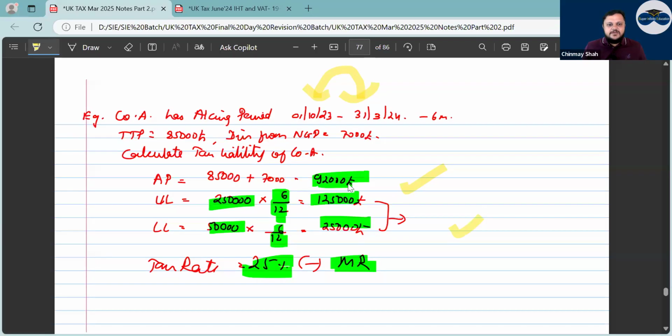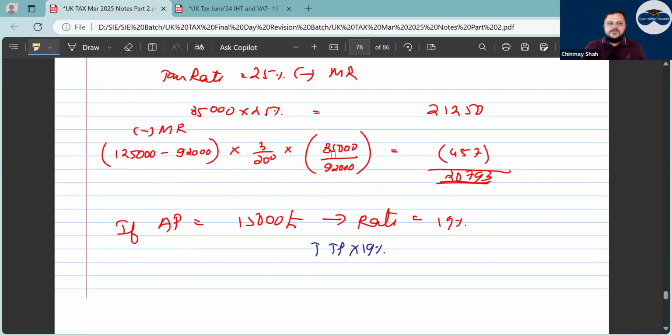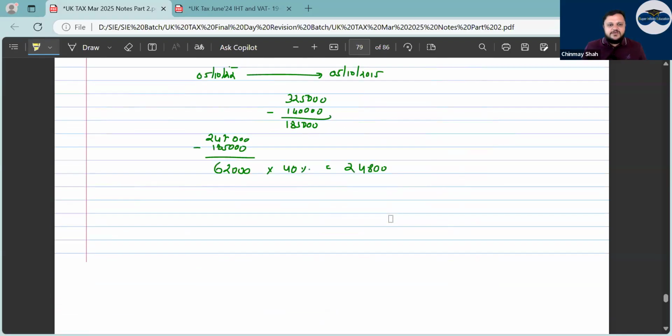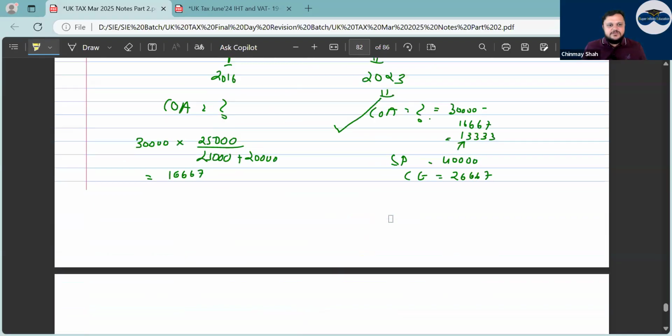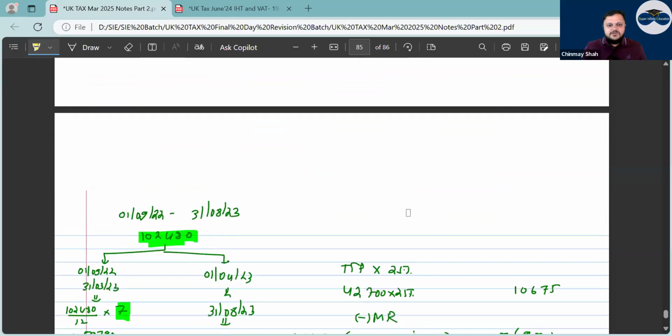Basically, they are changed, correct? Have a look. So it comes to what? 250,000 into 6 by 12, 50,000 into 6. So it is 25,000 to 125. 92,000 is the what rate? So 85,000 into 25% and 92,000 you will do this, correct? And 457,000 or 457 is your marginal relief. This is something that you can do.